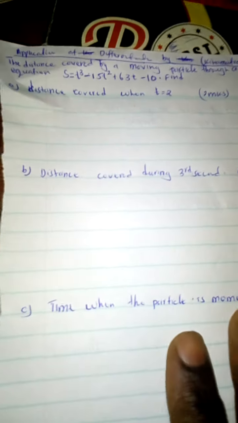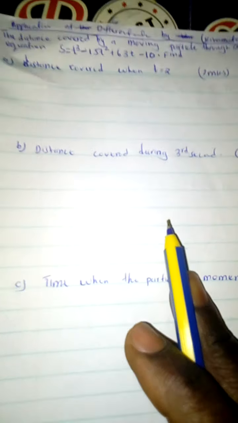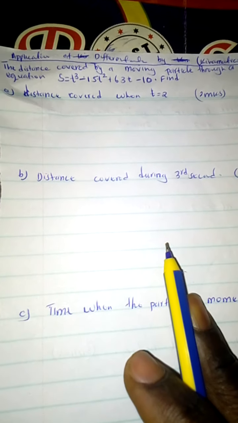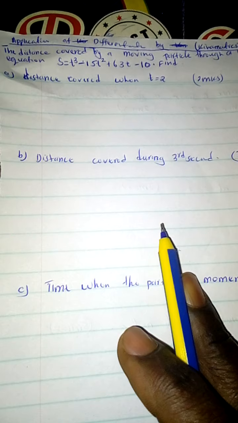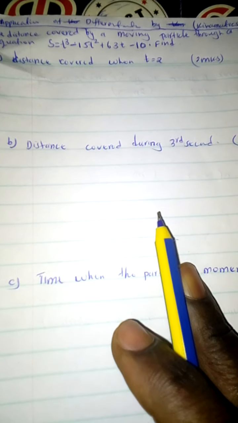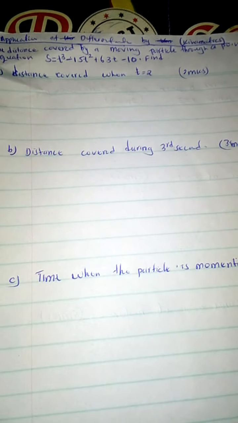Now, the first thing we want to talk about is kinematics. You know that kinematics is the motion of bodies. Here we have a body, for example, moving in a straight path. The distance covered by a moving particle through a fixed point O is given by the equation S is equal to t cubed minus 15t squared plus 63t minus 10. Find the distance covered when t is equal to 2.